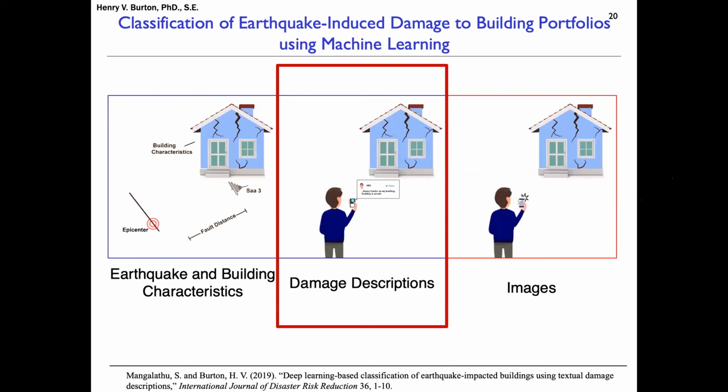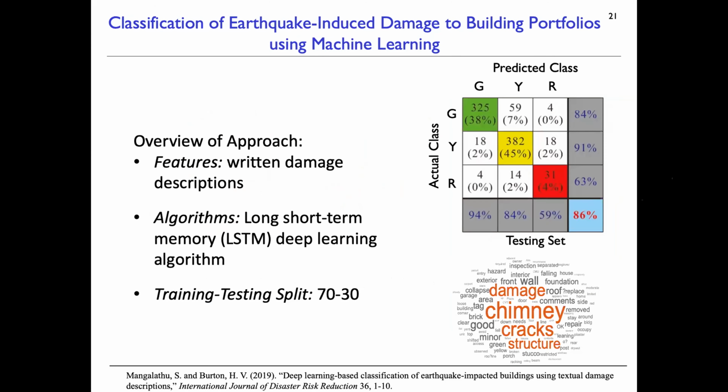The second study, we actually took the written descriptions of damage that was documented by the field inspectors, and we were able to train a model called a long short-term memory deep learning algorithm. So this is one of those algorithms that's able to predict sequences of things, like the thing that finishes your sentences or your thoughts when you're sending text messages. We were able to get a lot better performance from this one, 86%.